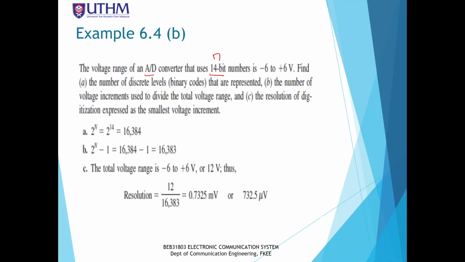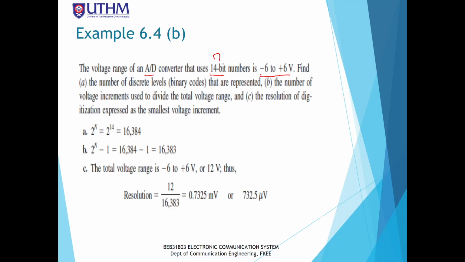So this ADC uses a 14-bit number, and it has a range from -6 to 6 volt. So whatever sample you get will be rounded to the nearest quantized level between -6 and 6 volt. These are the range of quantization levels, from 6 volt until -6 volt. Then, find the number of discrete levels of binary code that are represented.